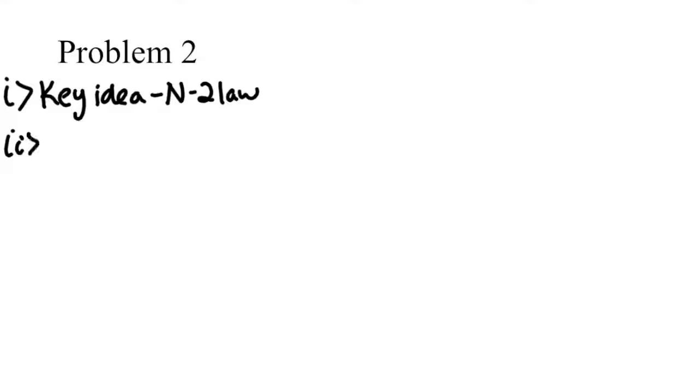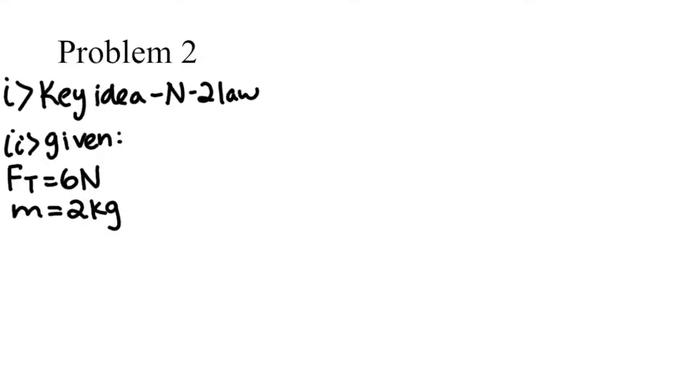So similarly to the first problem, we are going to write down our key idea. And that is also Newton's second law. Then we are going to write down our given information, where the force of tension is 6 newtons, and our mass of the box is 2 kilograms. Then we are going to draw our free body diagram of the box.